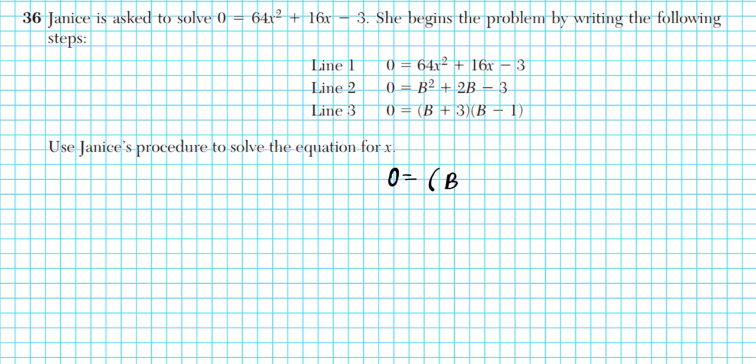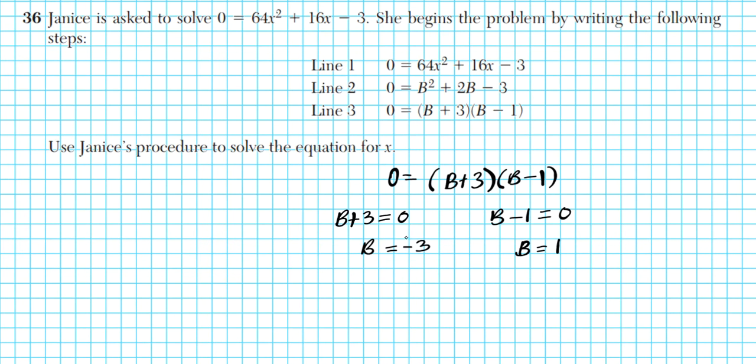0 equals b plus 3 times b minus 1. Now we'll apply the zero product property. Alright, so we'll set both factors equal to 0 and solve for b. For the equation to the left, you subtract 3 from both sides, and you have b equals negative 3. Over here, you add 1 to both sides, and you end up with b equals 1.